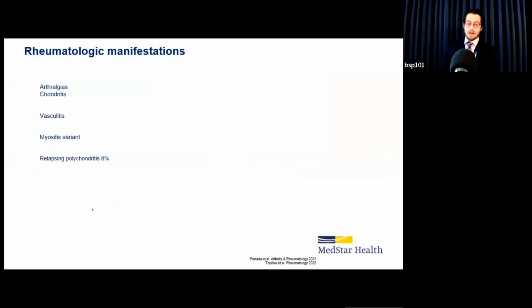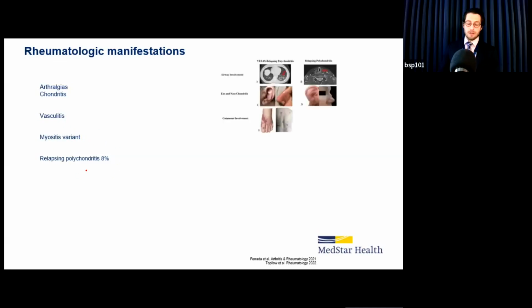For rheumatology, the patients also have a lot of arthralgias and chondritis. That, as I said, is one of the most characteristic symptoms. Like before in skin, we can see vasculitis. There was recently a case published where the patient presented with a myositis-like picture, and then about 8% of the patients present with relapsing polychondritis. So this is from the rheumatology group at the NIH. They also have a big cohort of patients with relapsing polychondritis.